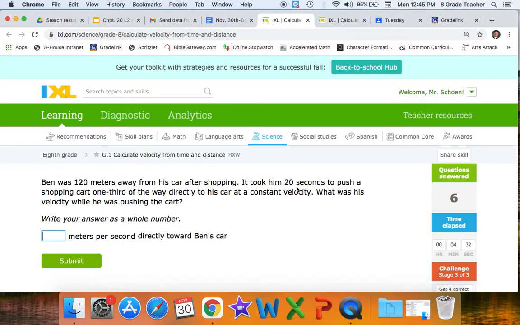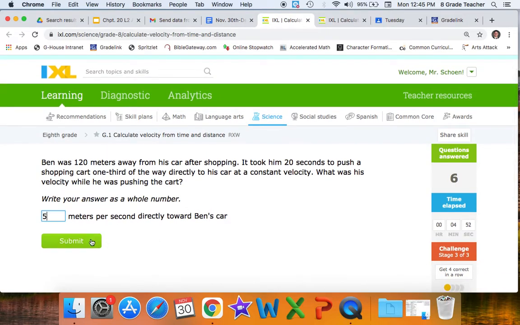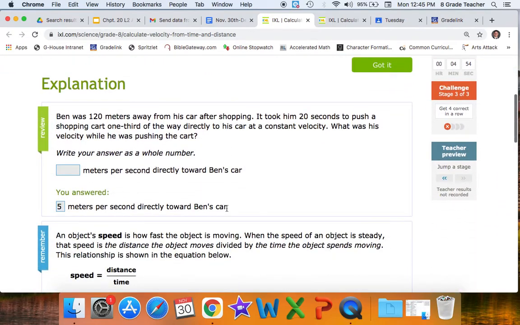So to actually calculate this, you would say that it took him 20 seconds to go 1/3 of the way there. It means you could take this value and multiply it by 3 to figure out the time it took to get all the way there, or figure out what is 1/3 of this distance and then divide that by the 20 seconds. In this case, Mr. Shane again just wants to get this wrong. I'm going to say 5 and click submit so we can actually see the explanation.